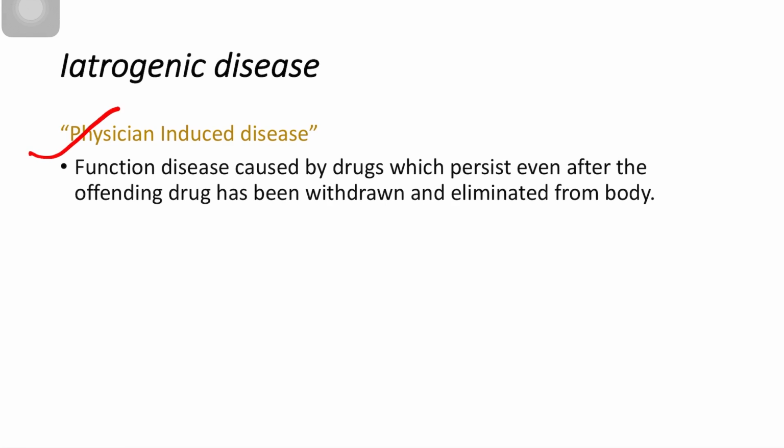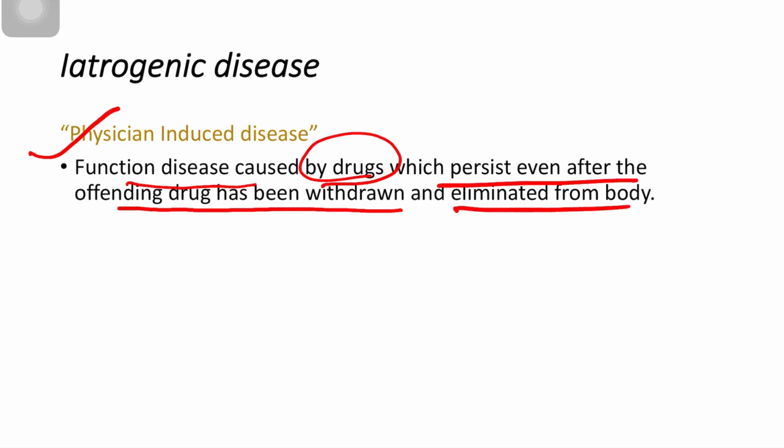Now one more terminology is iatrogenic disease. What is iatrogenic disease? It means physician-induced disease. A doctor prescribes a medication for a particular disease for which the patient came for treatment, but due to that medication, another disease develops even after the drug is eliminated from the body, and that is called iatrogenic disease. So any functional disease arising from a drug which persists even after the offending drug has been withdrawn and eliminated from the body.